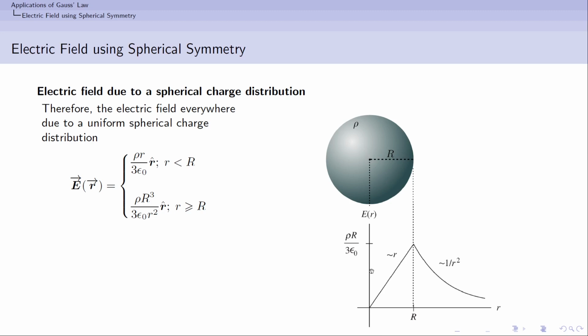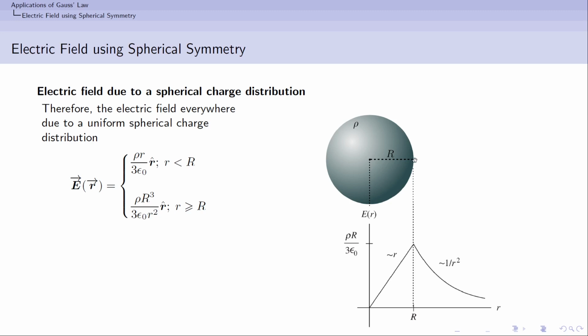At the center of the distribution, the electric field will be 0. The electric field will be maximum at the surface, which is rho capital R by 3 epsilon naught, and you will get the same value whether you put small r equal to capital R here, so rho capital R by 3 epsilon naught, or over here, capital R cube by capital R square, which is again going to give us capital R by 3 epsilon naught. So this is not discontinuous, this function is going to be perfectly continuous here.